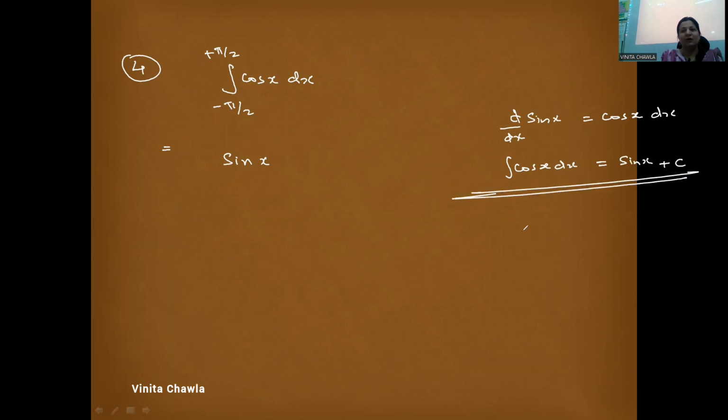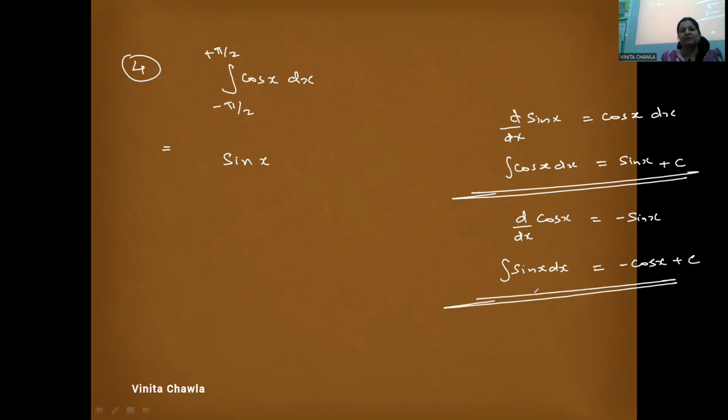That is one thing. When we differentiate cos x, then we get minus sin x, right? So on integrating sin x, we get minus cos x. Okay? This is the difference. So we'll get sin x. Now, write the limits. It's minus pi by 2 to plus pi by 2.